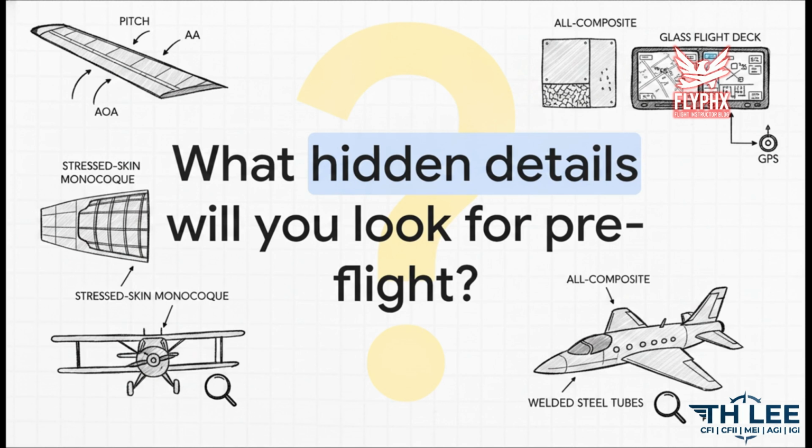So I want to leave you with this question. From welded steel tubes to all-composite, GPS-guided aircraft, what hidden details will you be looking for on your very next pre-flight walk-around? Remember to check for those whitish spots on your fiberglass.